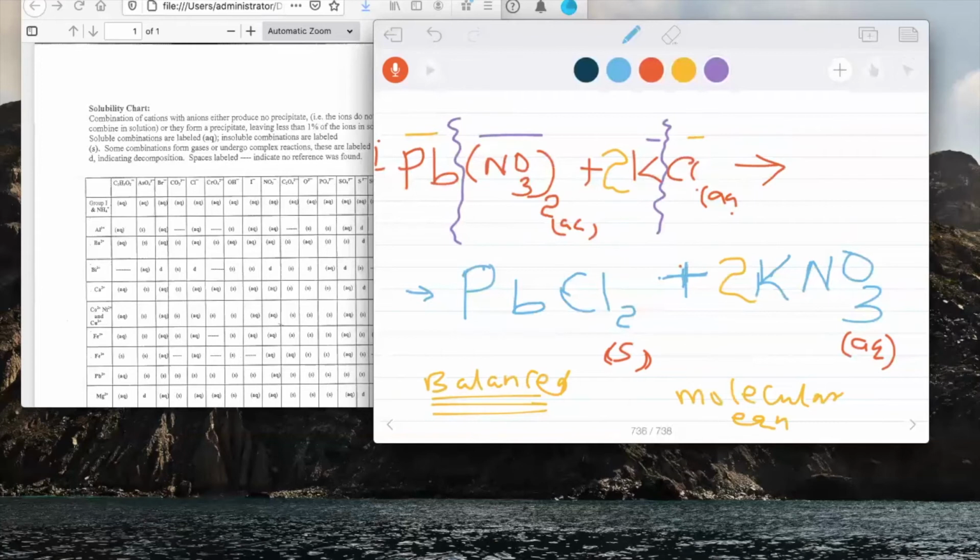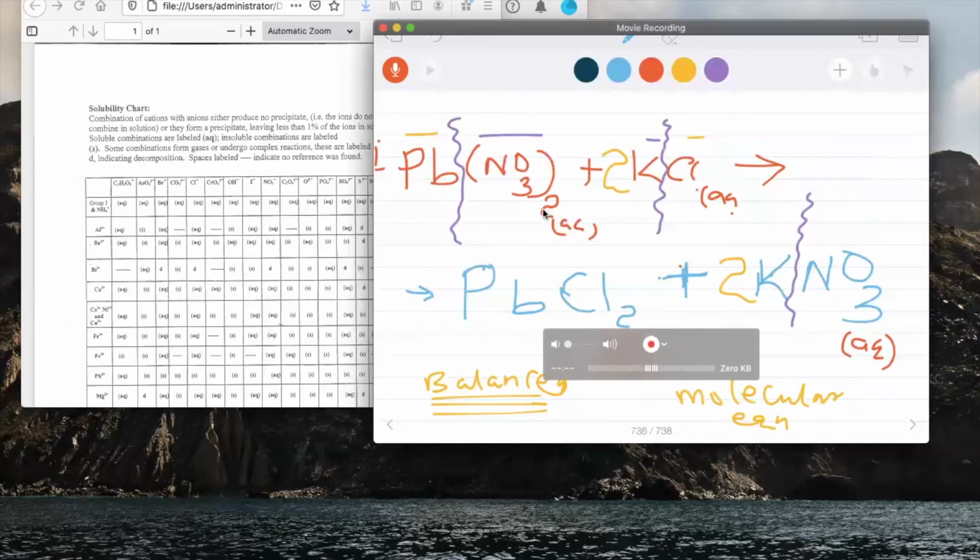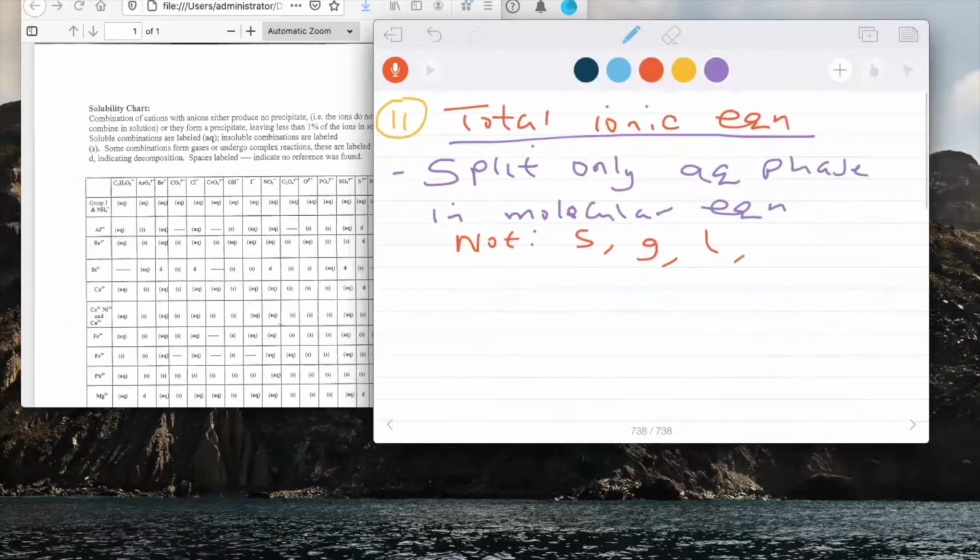The note is to leave the solid alone. So I'm not going to split the lead 2 chloride. And then I'll split this one because it is aqueous. This is what I need to split in order to derive the complete or total ionic equation, so that the subscript changes to a coefficient. You see these two here, they will change to coefficients. Here, I don't see anything. So this is how you will now write the total ionic equation.